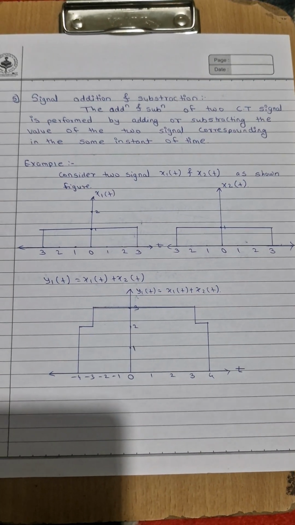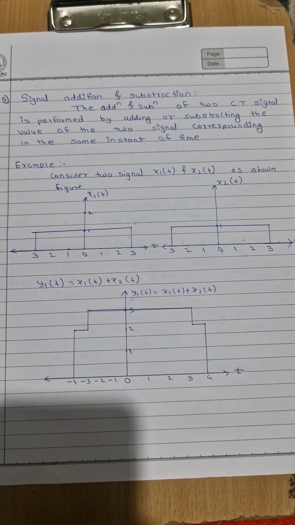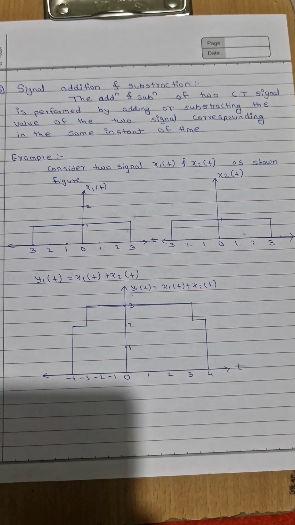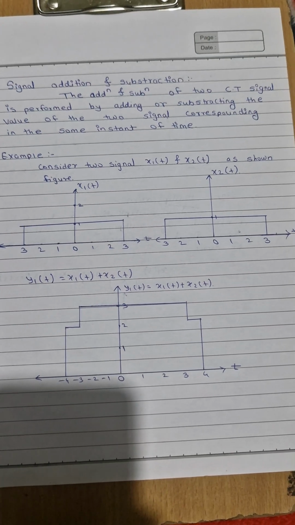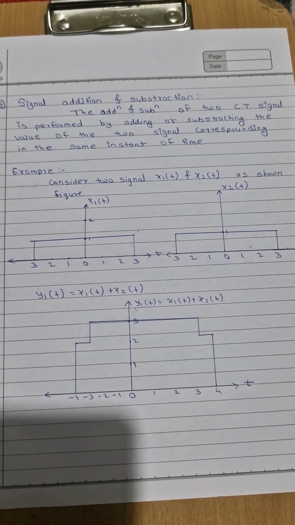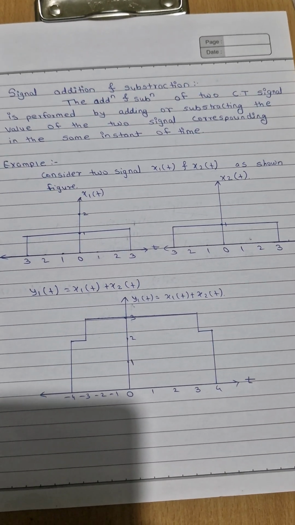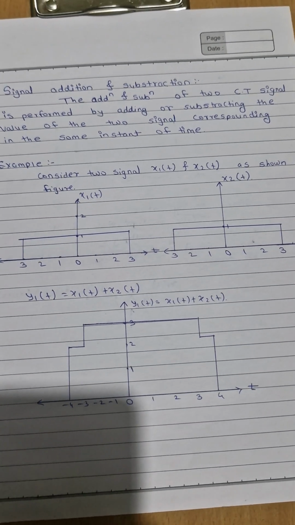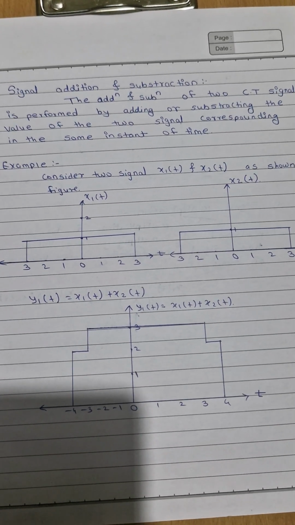And fifth one is signal addition and subtraction. The addition and subtraction of two continuous time signals is performed by adding or subtracting the values of the two signals corresponding to the same instant of time. The sum of two signals x1(t) and x2(t) is a signal y(t) whose value at any instant is equal to the sum of the values of these two signals at that instant. For example, y(t) equals x1(t) plus x2(t).